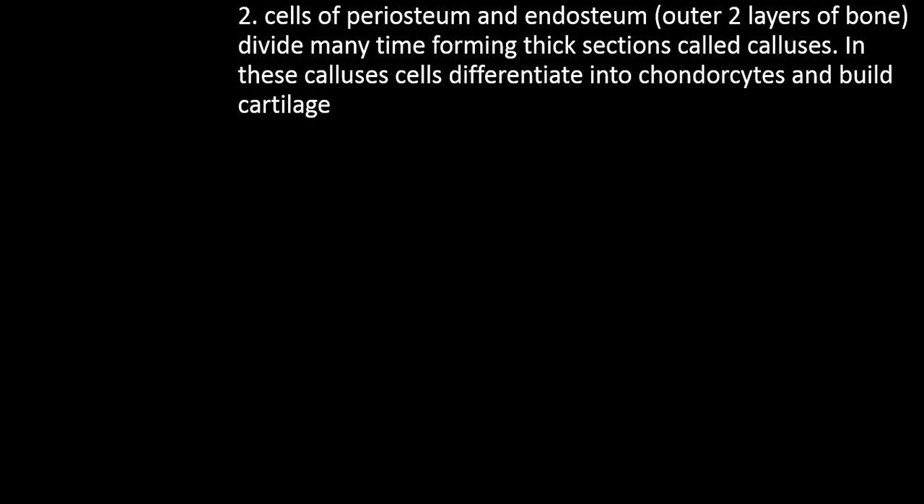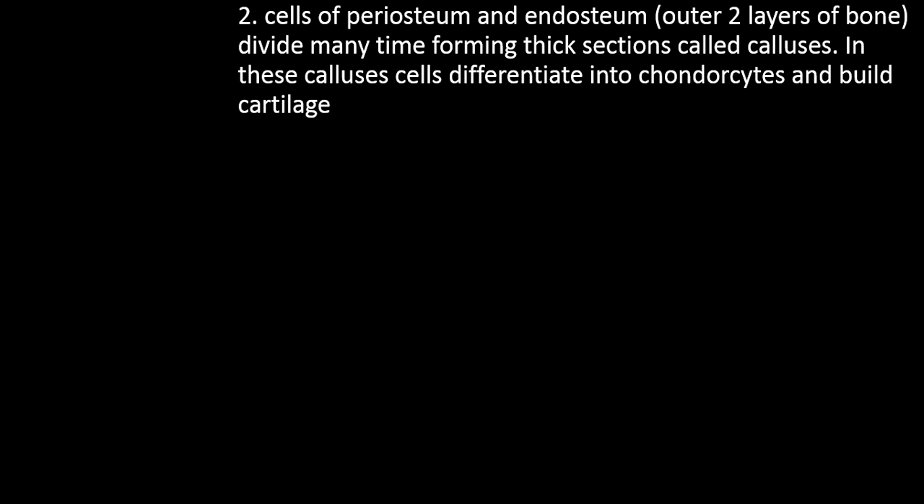Think of calluses just like skin. When you have repeated use of your skin, you form those hard, dense calluses. Well, when your bone breaks, you form hard, dense calluses around the fracture. And what these calluses then do is they differentiate. Remember, differentiation is when cells change or become very specialized. Well, the cells of the periosteum and endosteum can differentiate back into chondrocytes.